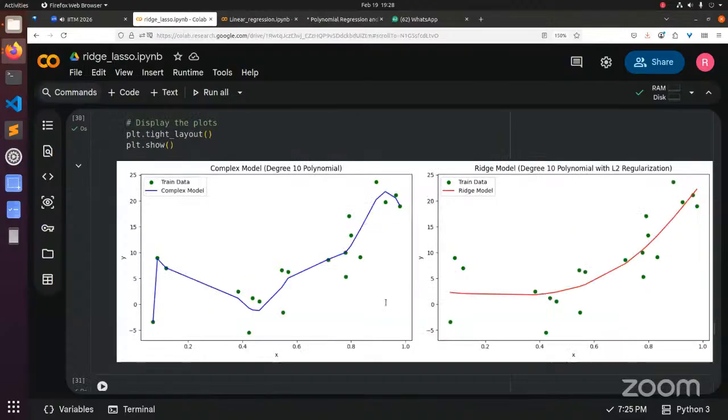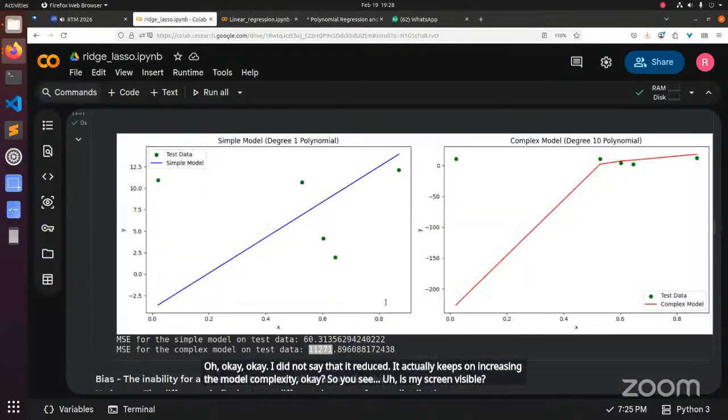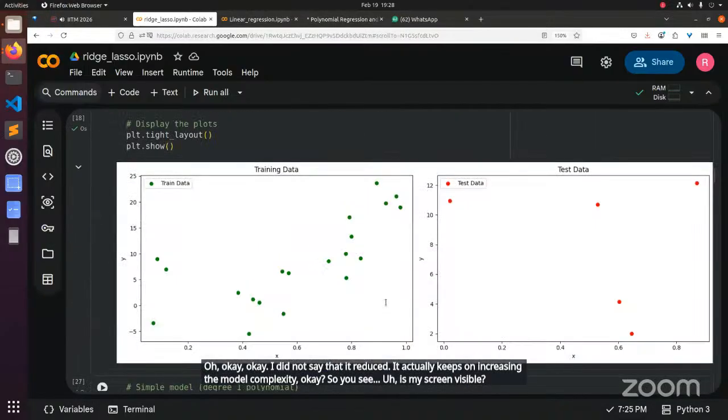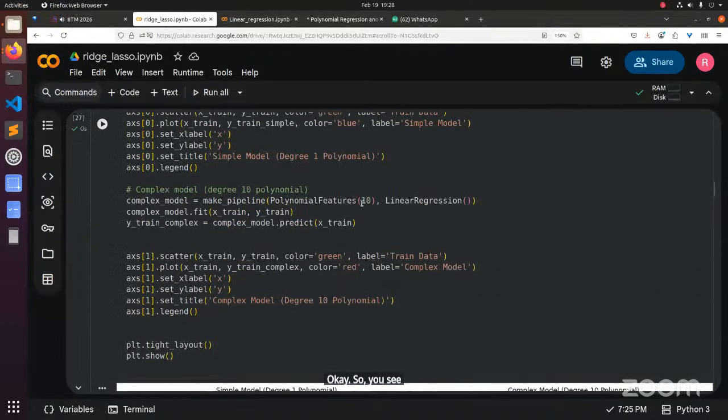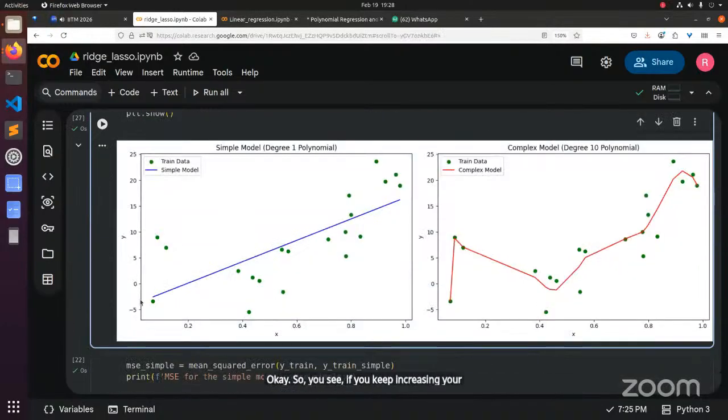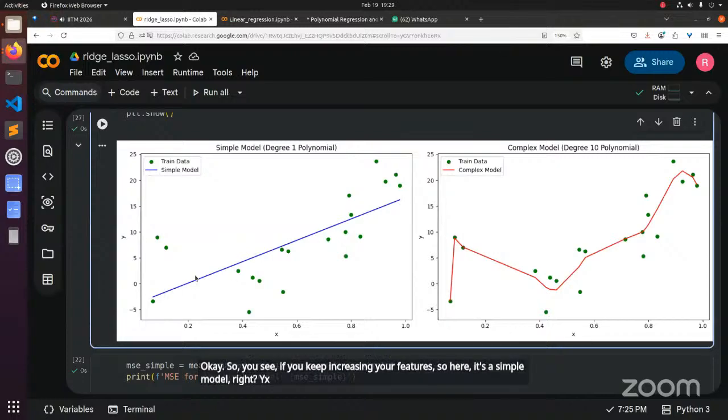is my screen visible? Yes, sir. Okay. So you see, if you keep increasing your features, here it's a simple model, right? X equal to degree 1 polynomial.